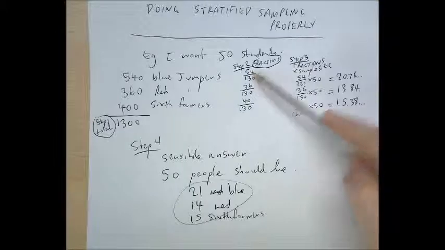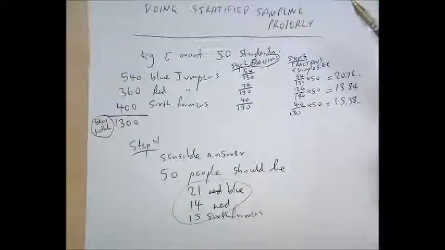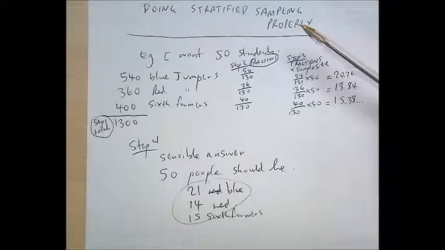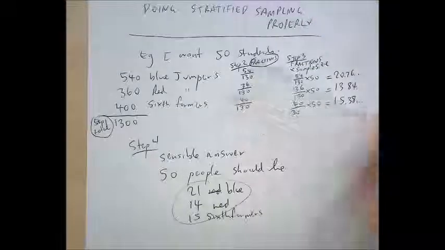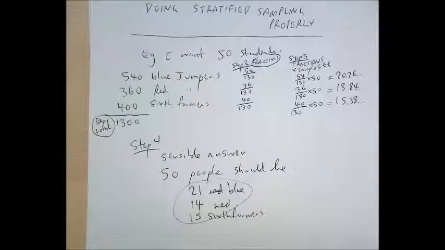Yeah? Look, Georgia? What would kind of be the question if this is in the exam? It's literally just somebody wants to interview 50 students. They want to make sure they've got blue jumpers, red jumpers, and sixth formers. How many should they take? Okay. And then they'll give you these figures so that you've got something to make your fractions with. Any other questions?